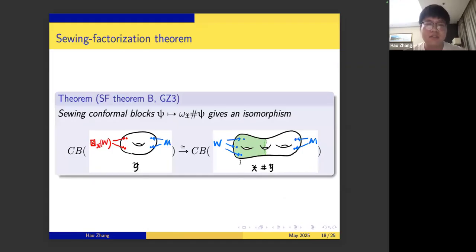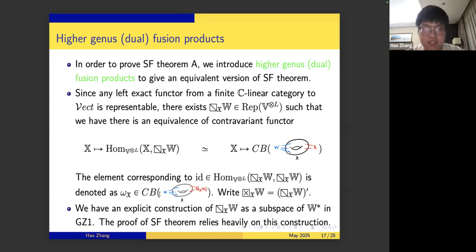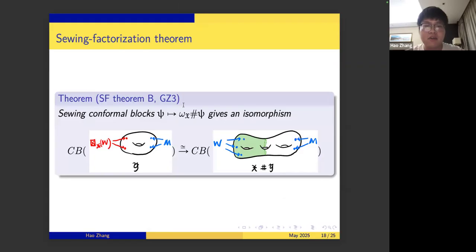Okay, recall that we have already gotten the omega X. The omega X is in this conformal block space. You can see this. By sewing the omega X with any conformal block on the left-hand side, you can get a conformal block on the right-hand side by the convergence of sewing. Our sewing-factorization theorem says that it is not only a well-defined map, it is an isomorphism of the vector space.